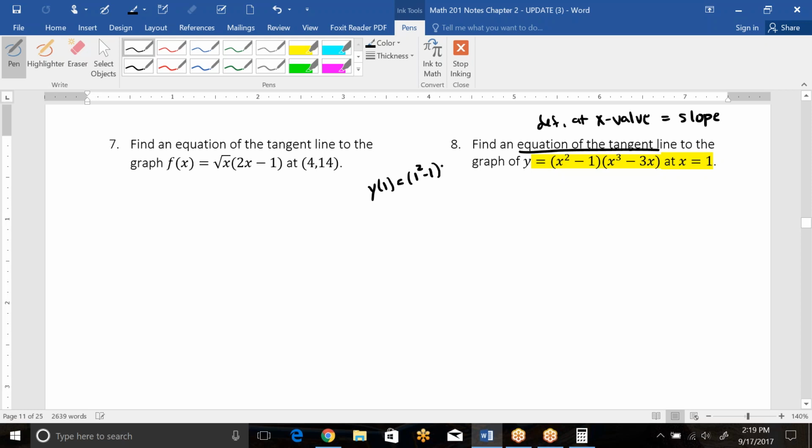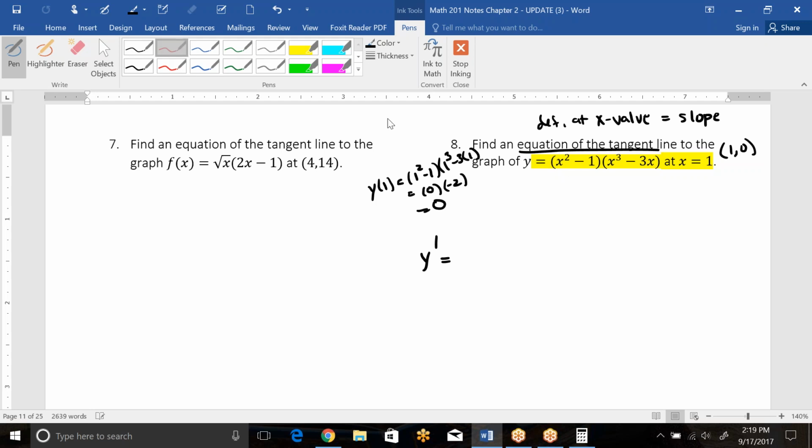So 1 squared minus 1 times 1 cubed minus 3 times 1. This would be 0, and this is negative 2, so that's going to be 0. So this is actually the ordered pair (1, 0). We will need that when we go to get our equation at the end. So the first thing is to find the slope of the equation, we need the derivative.